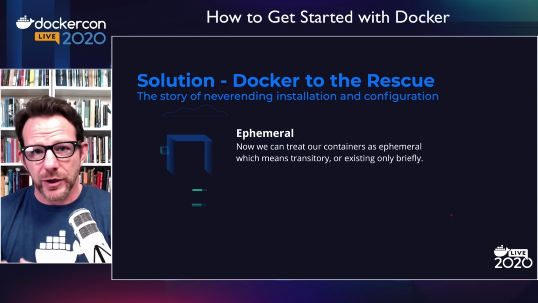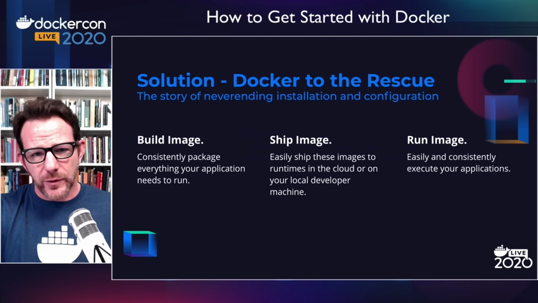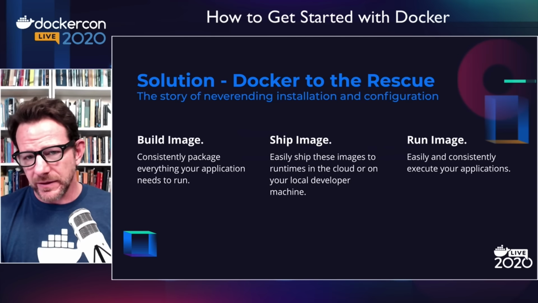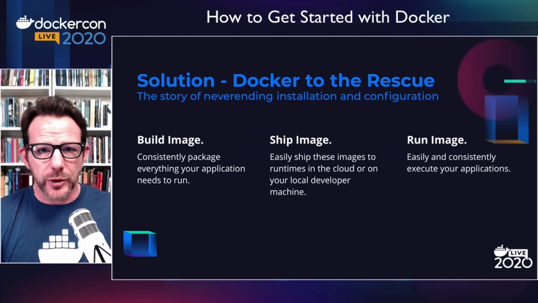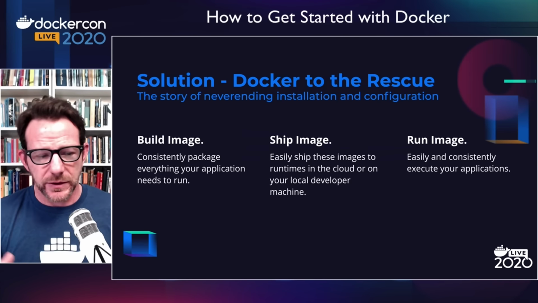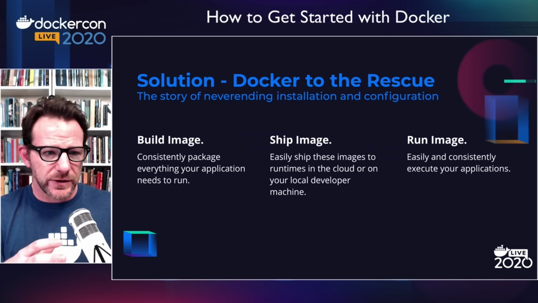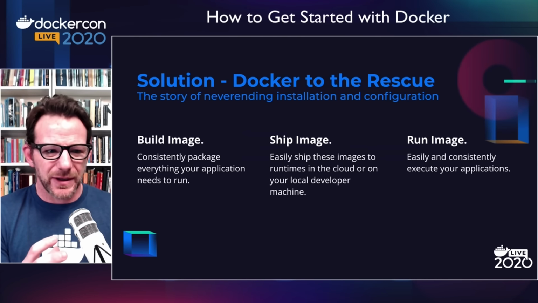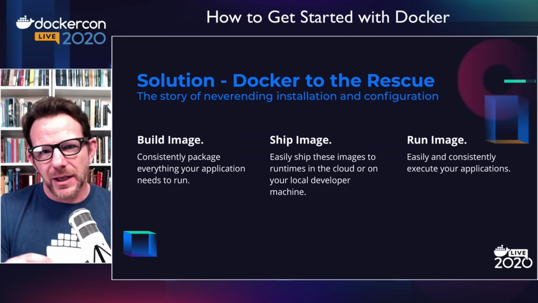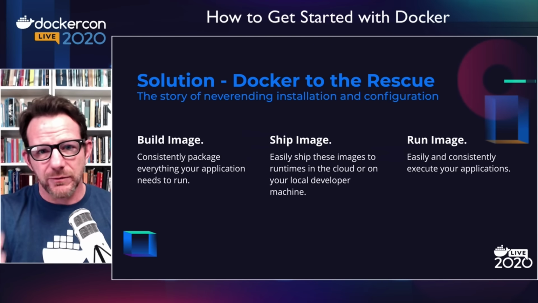So if they died or went away, that's okay. We just replace them. Docker really focuses on 3 phases in this new world. We focus on building images, shipping images, and running images. So if you could build your image and consistently package everything up into one image, then you could easily ship that image anywhere you wanted it.